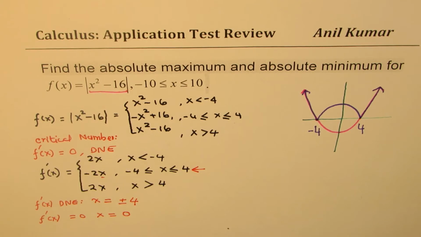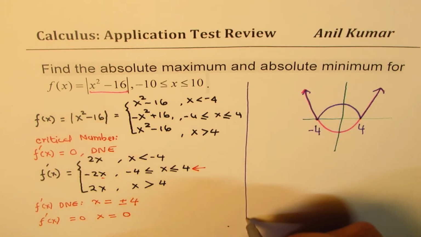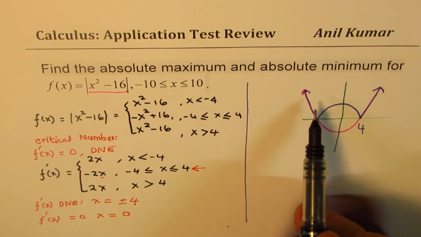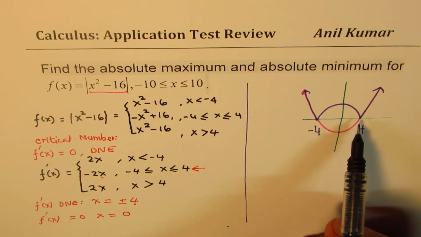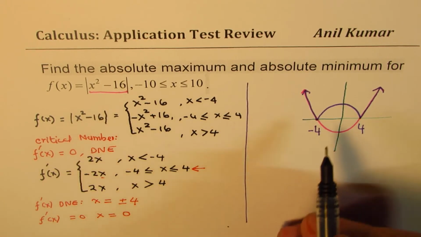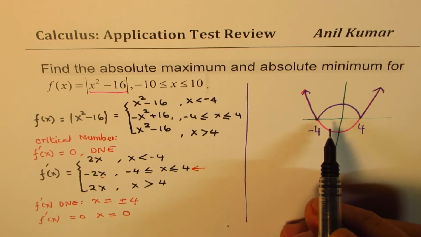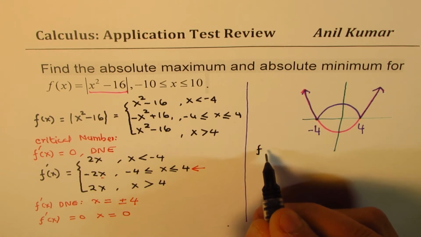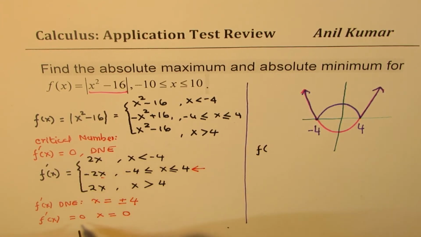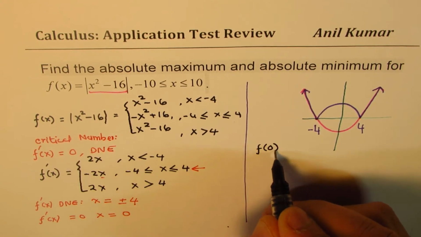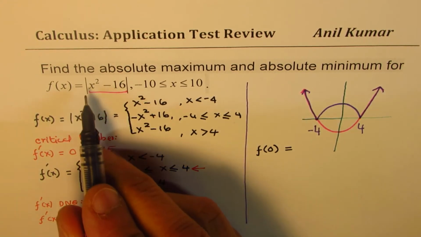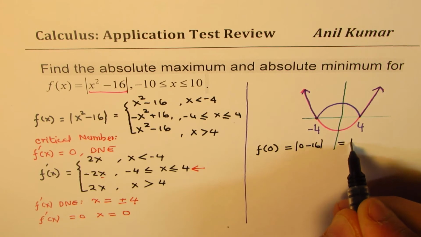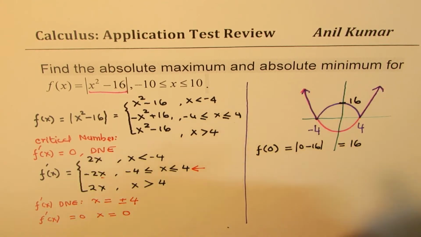Now to find absolute maximum and minimum, what do we need to do? So the algorithm is that first, the function should be continuous within the given interval. And second, the function value should be the absolute maximum or the absolute minimum within that interval. So we'll now find the value of the function at the critical number, which is 0 for us. f(0) is equal to, we'll substitute here, absolute value of 0 minus 16, which is plus 16. So this is plus 16 for us.